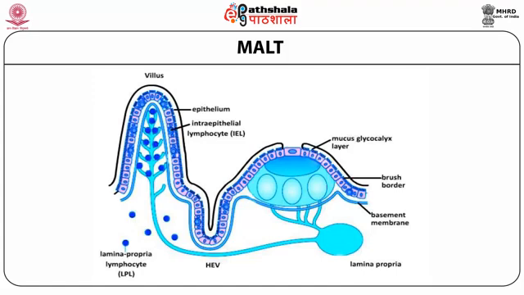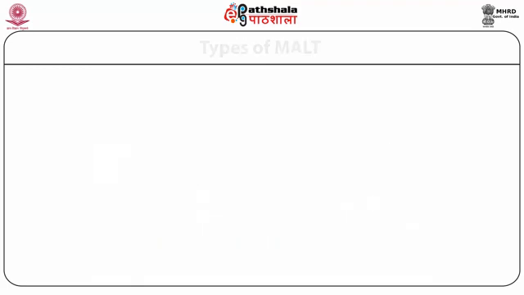MALT tissues are of two kinds. One class is those of subepithelial lymphocytes forming follicles covered with specialized epithelial cells called microfold or M cells. These M cells are shown there in the figure. The second kind of MALT tissue is essentially diffused cell populations below the epithelial cell surfaces.